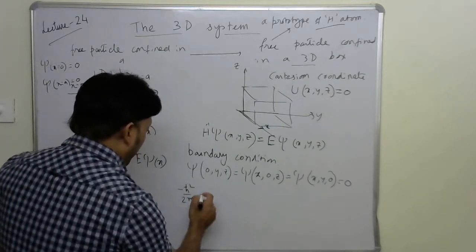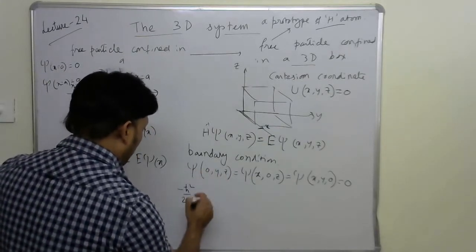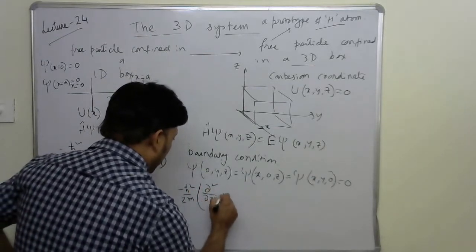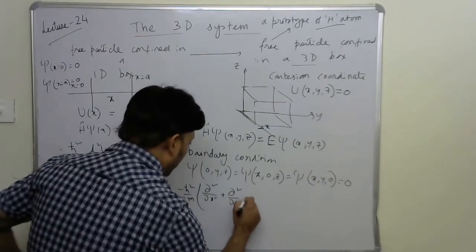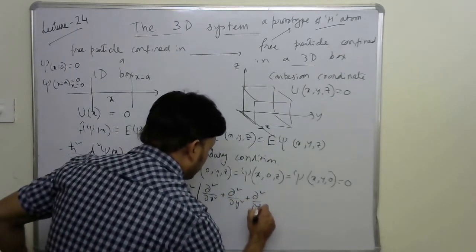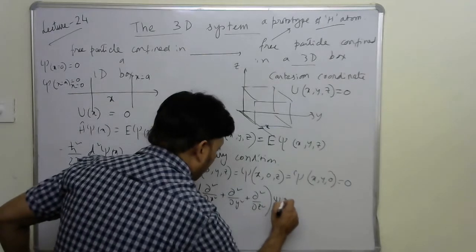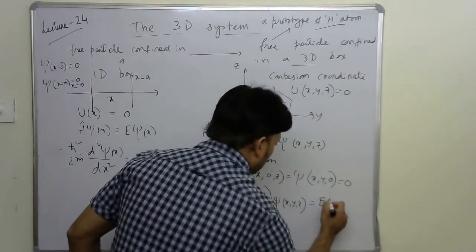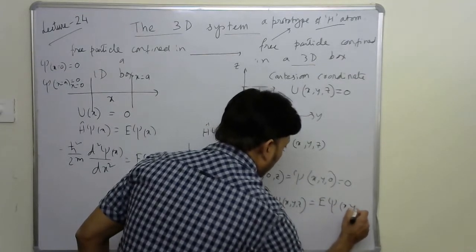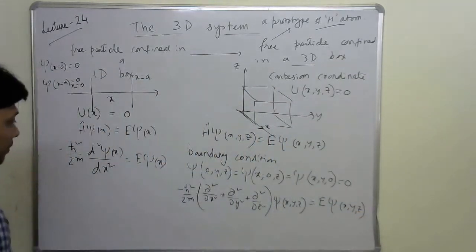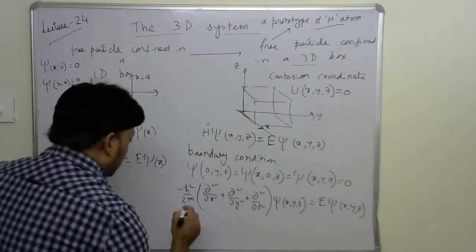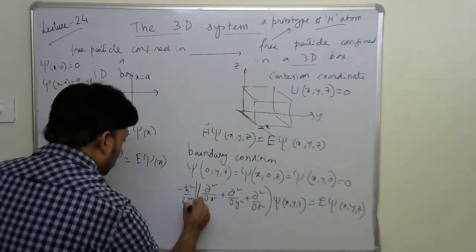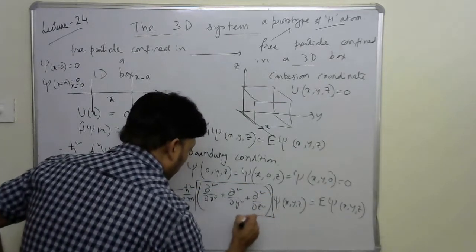So we are going to write the Hamiltonian operator as something like this: del 2 del x square plus del 2 del y square plus del 2 del z square. This would get operated on psi x y z, and this should give E psi x y z.